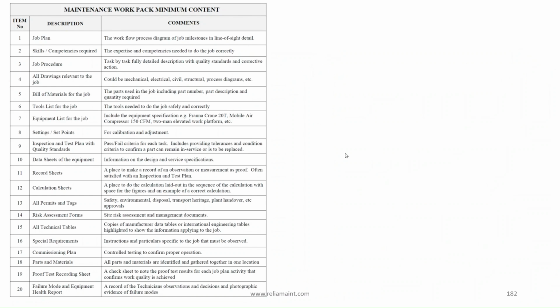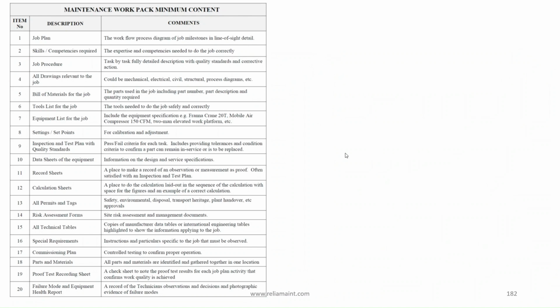All technical tables, copies of manufacturer data tables or international engineering tables highlighted to show the information applying to the job. Special requirements, instructions and particulars specific to the job that must be observed. Commissioning plan, control testing to confirm proper operation. Parts and materials. All parts and materials are identified and gathered together in one location. Proof test recording sheet, a check sheet to note the proof test results for each job plan activity that confirms work quality is achieved. Failure mode and equipment health report, a record of the technician's observations and decisions and photographic evidence of failure modes.